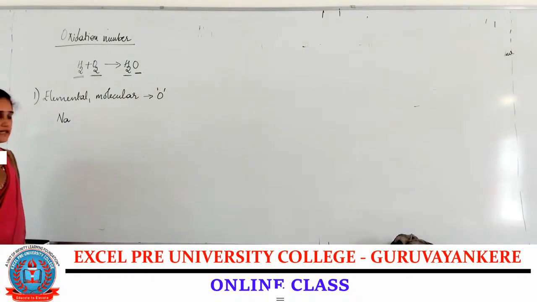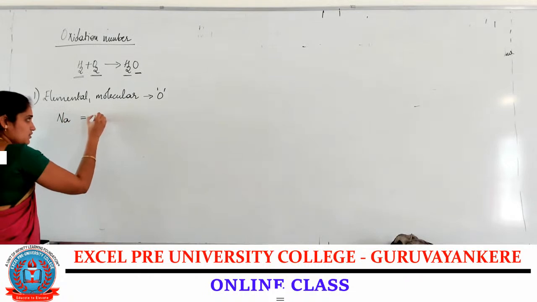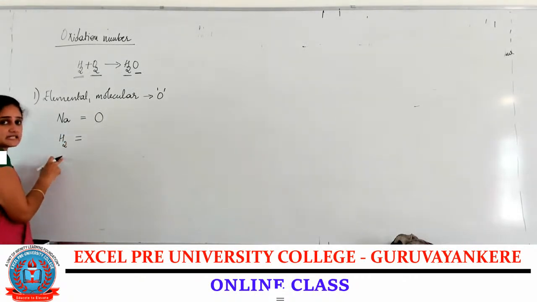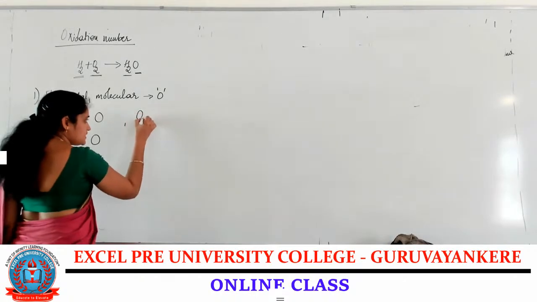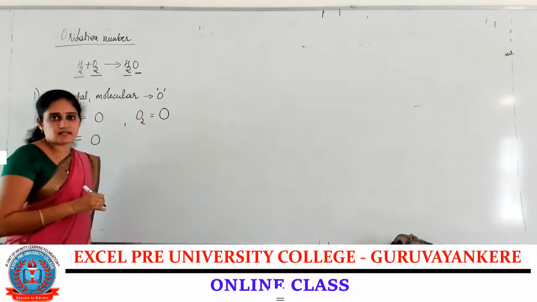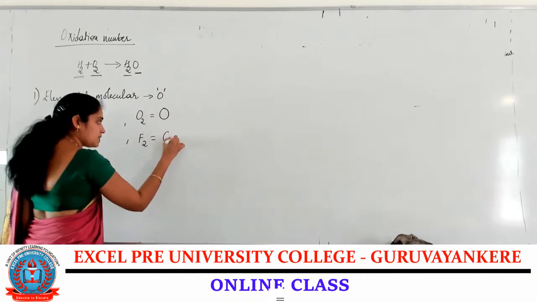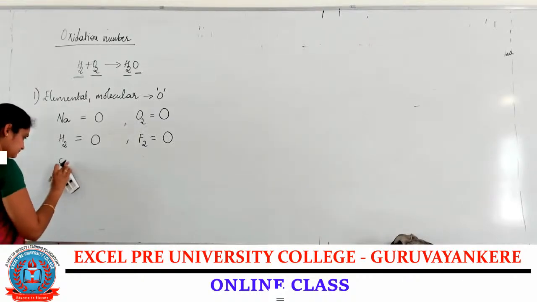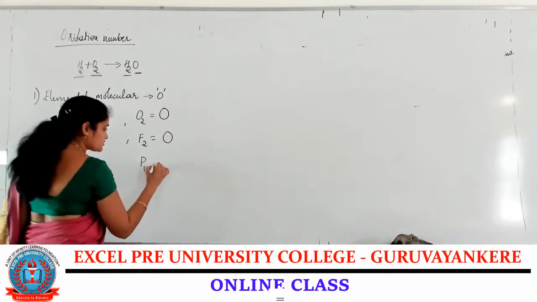sodium is present as only one elemental state, so the oxidation state is zero. Hydrogen is always present in the H2 state, not the H state, so the oxidation number of hydrogen is zero. Oxygen is present as O2, so its oxidation number is zero. Fluorine is present as F2, so the oxidation number is 0. Sulfur is present as S8, sorry, not S4, that will be 0. Phosphorus is present as P4, that will be 0.